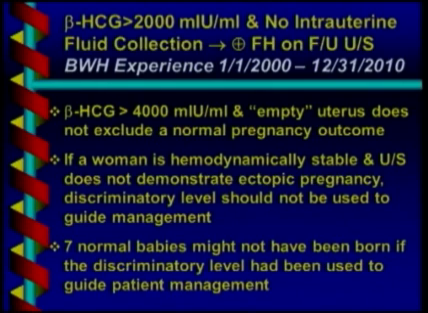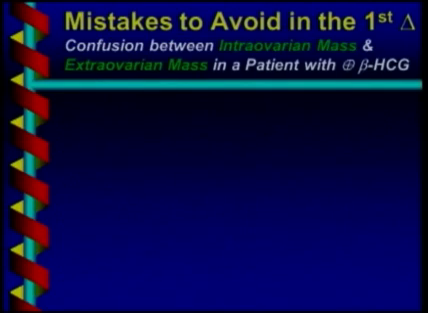So one HCG level above the discriminatory level of 2000 with nothing in the uterus does not exclude a normal intrauterine pregnancy, and that's why it shouldn't be used to guide management that might damage an intrauterine pregnancy.